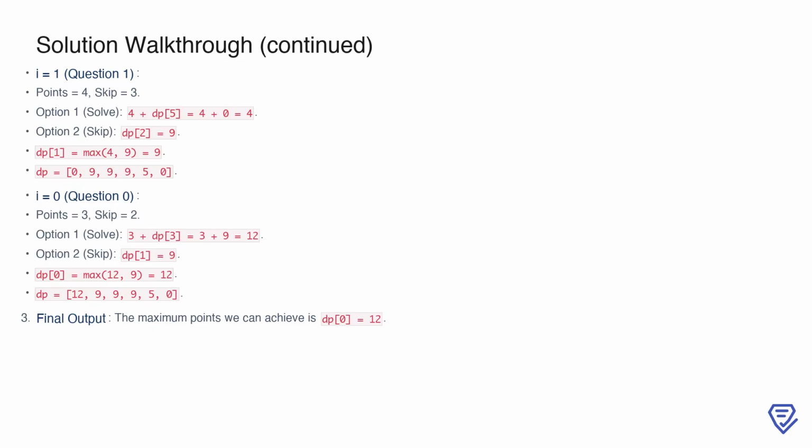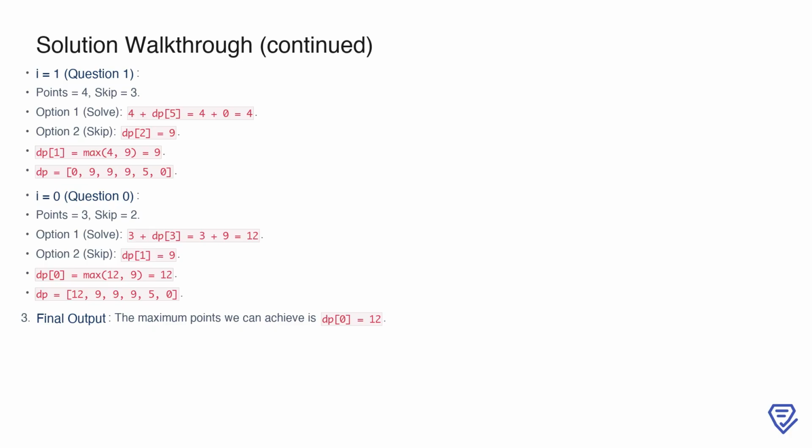Finally, we look at question 0, which offers 3 points and requires skipping 2 subsequent questions. Solving it gives 3 plus dp[3], or 12, while skipping it gives dp[1], which is 9. Solving is the better option, so dp[0] becomes 12.